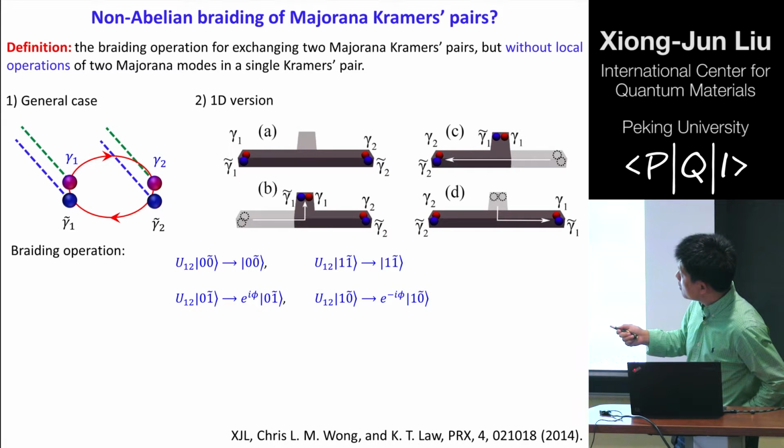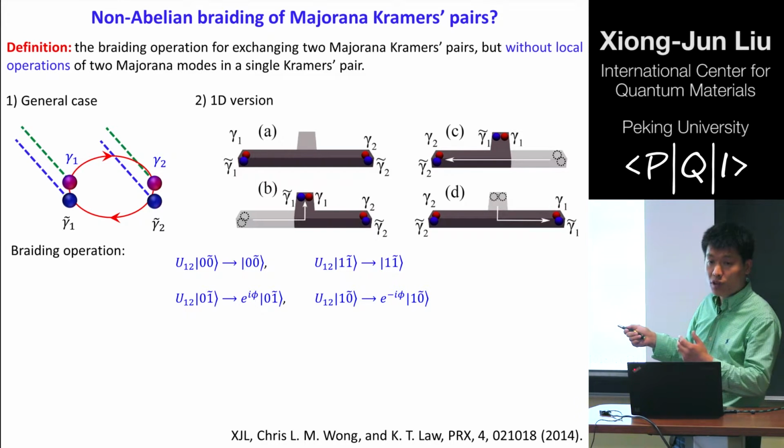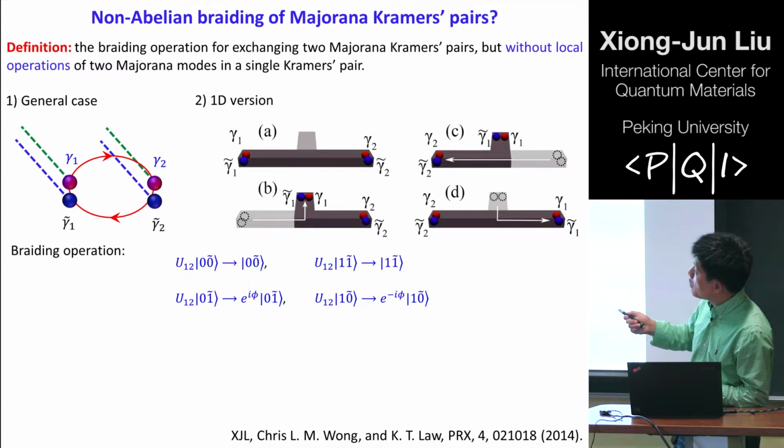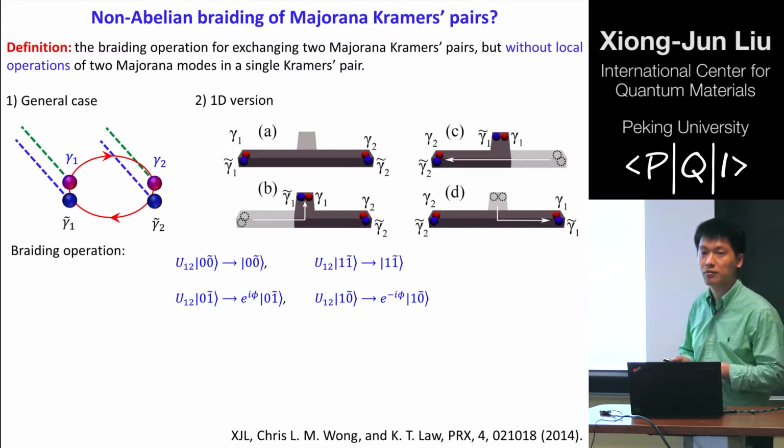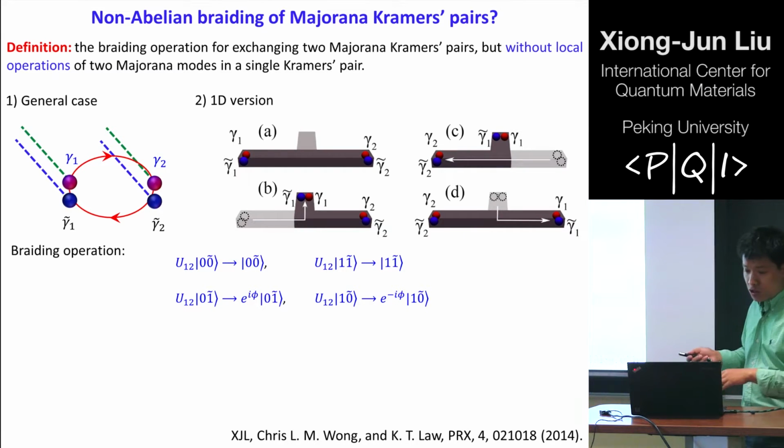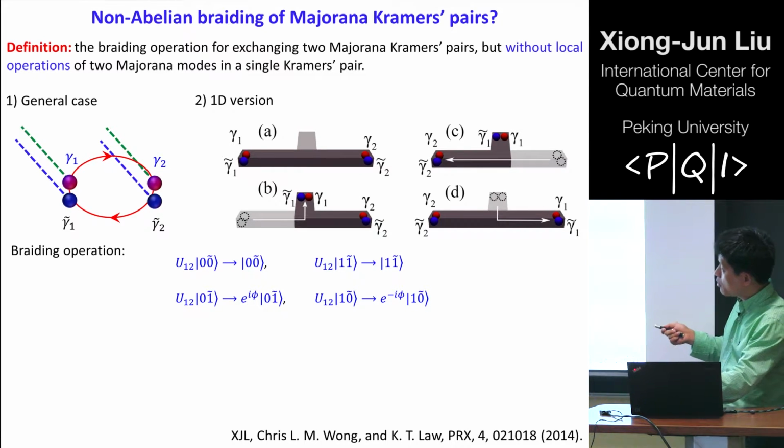This one? Yeah. 0 tilde means the quantum state for the complex fermion combined by gamma 1 tilde and gamma 2 tilde. Right. And so 0 means it's a quantum state for the complex fermion gamma 1, gamma 2. But 0 tilde is the quantum state for the complex fermion combined by gamma 1 tilde and gamma 2 tilde. Okay, so tilde is always the second position. Right. Yes. Okay. So then we just need to figure out what's the phase of this one.